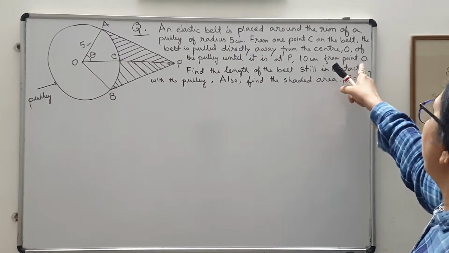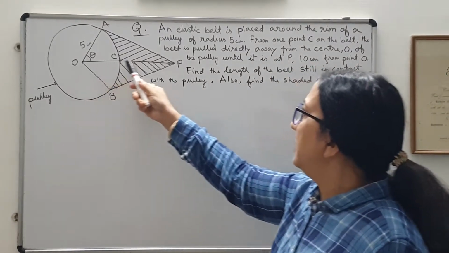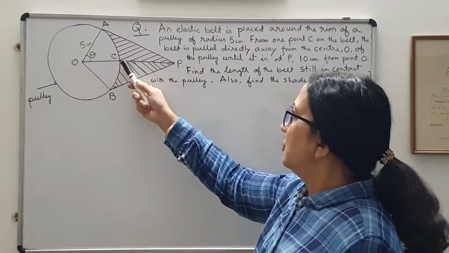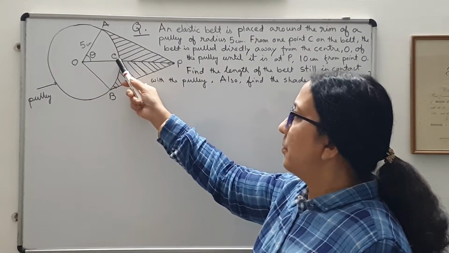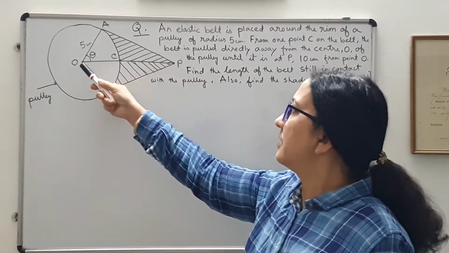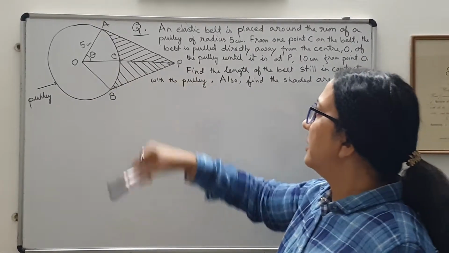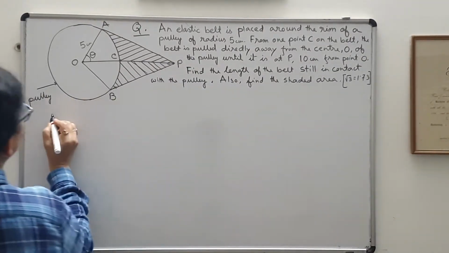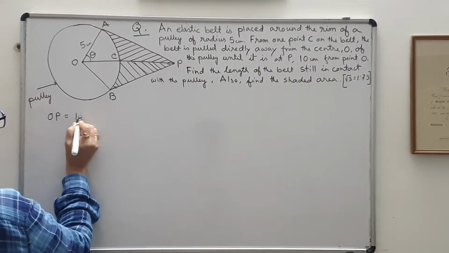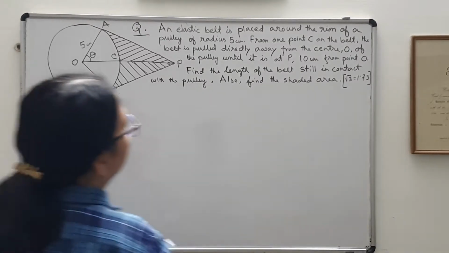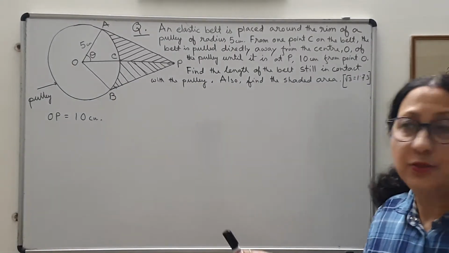10 centimeters from the point O. That means this OP is 10 centimeters. So the belt at the point C is pulled away from the center to the point P such that OP becomes 10 centimeters. Okay. So this is the situation.